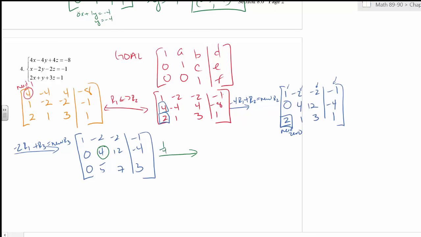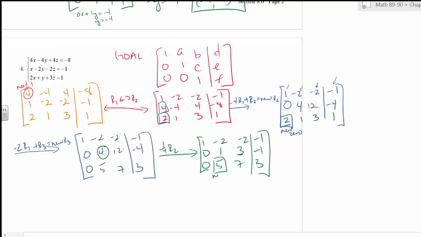So we're going to do 1/4 times row 2. And so that means I always write the rows that aren't changing. So it looks like I've done a lot more work than I really have. But the second row is changing. So 0 times 1/4 is 0. 1/4 times 4 is 1. 1/4 times 12 is 3. 1/4 times -4 is -1. All right, so I got the 1.